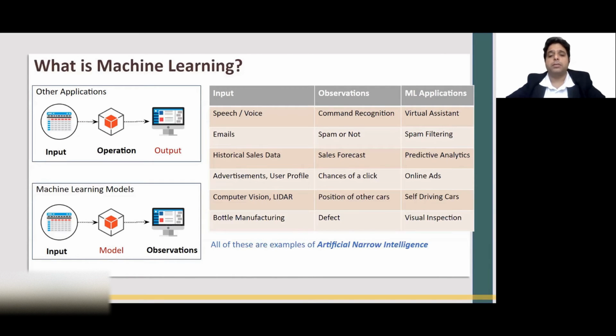And all these examples are artificial narrow intelligence, which means that the program you're able to create is for a specific use case. The use cases could be virtual assistant, spam filtering, predictive analytics, online ads, and so on and so forth.